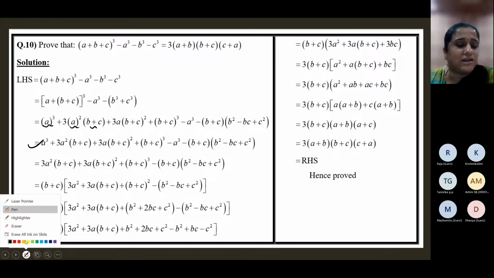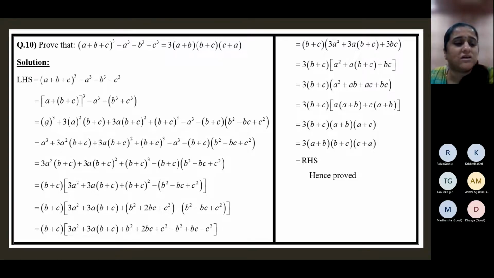In the next step, I've not done anything much. I've just removed the brackets, a cubed, 3a square into b plus c. Please watch this. In the next step, this plus a cubed and minus a cubed gets cancelled. So that's what I've written. Then I've written the remaining terms.